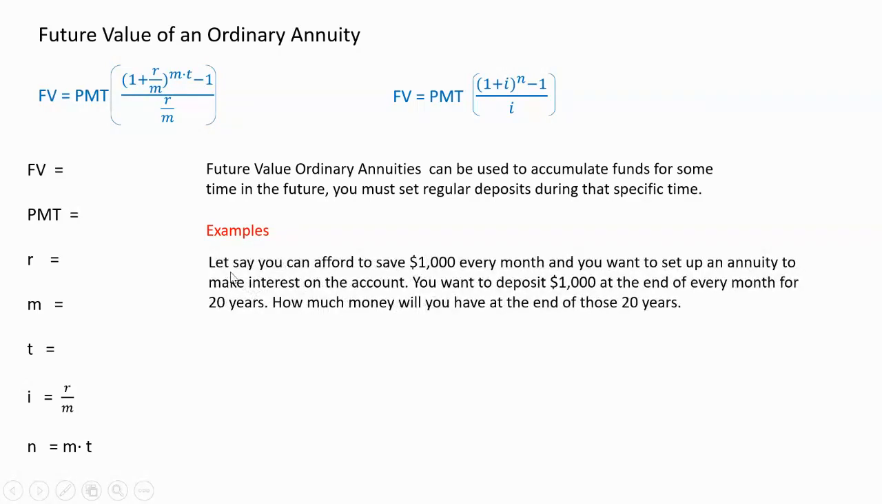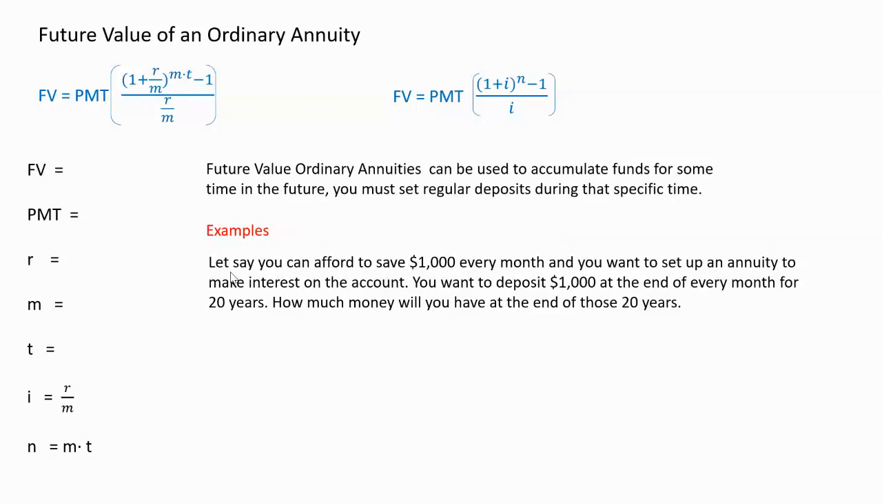Now let's say that you can afford to save $1,000 every month, and you want to set up an annuity to make interest on the account. You want to deposit $1,000 at the end of every month for 20 years. How much money will you have at the end of those 20 years? That's a logical scenario.